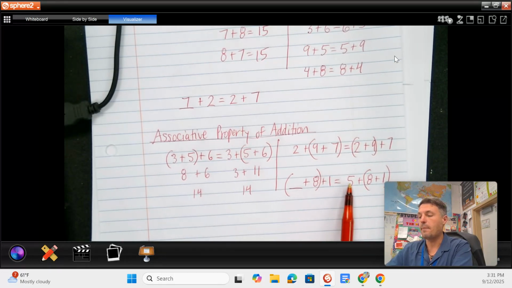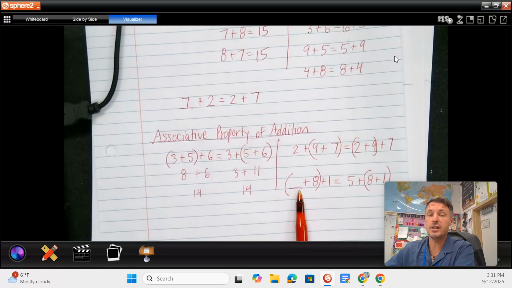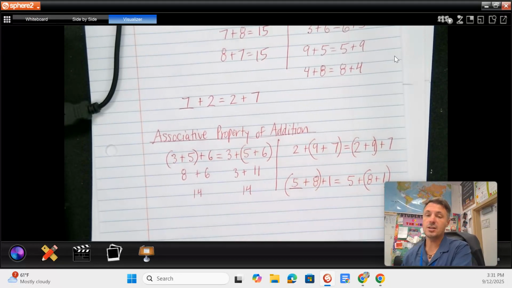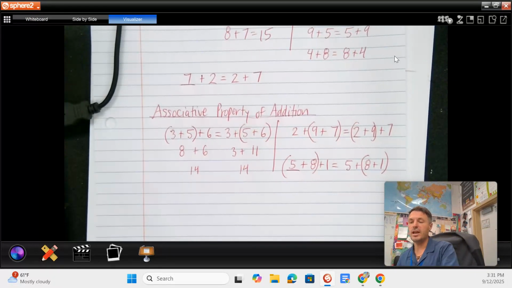And it's even in the same place, because with the associative property, the numbers don't move, the parentheses do. So since it's 5 plus 8 plus 1 over here, it's unknown plus 8 plus 1 over here, all we have to do is say, okay, if they really are equal, we need that same 5 on this side of the equal sign, we need it on this side of the equal sign too. So that has to be a 5. Okay, that's the associative property of addition.